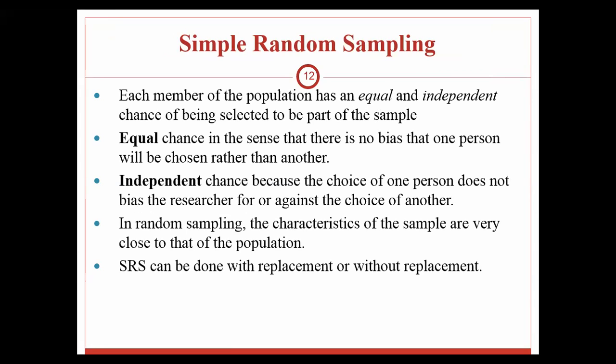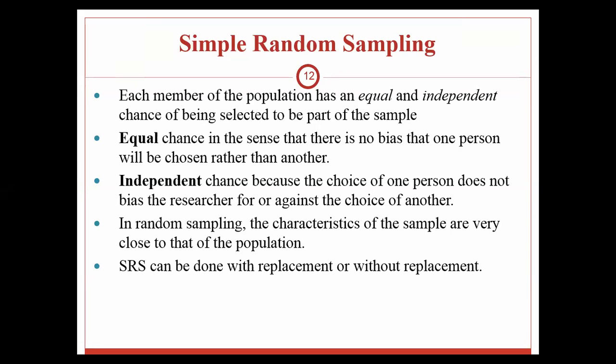With simple random sampling, each member in the population has an equal and independent chance of being part of the sample. Equal chance in the sense that there's no bias, that one person should be chosen rather than the other. So it doesn't matter if one is male or female, young or old, every person is the same and any can be chosen.